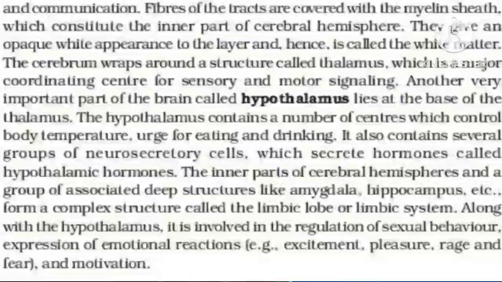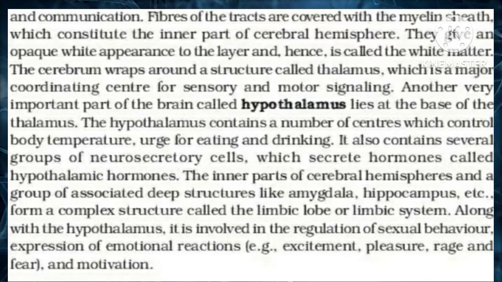The hypothalamus contains a number of centers which control body temperature, urge for eating and drinking. It also contains several groups of neurosecretory cells which secrete hormones called hypothalamic hormones. The inner parts of cerebral hemisphere and a group of associated deep structures like amygdala, hippocampus, etc. form a complex structure called the limbic lobe or the limbic system. Along with hypothalamus, it is involved in the regulation of sexual behavior, expression of emotional reactions, for example excitement, pleasure, rage and fear, and motivation.